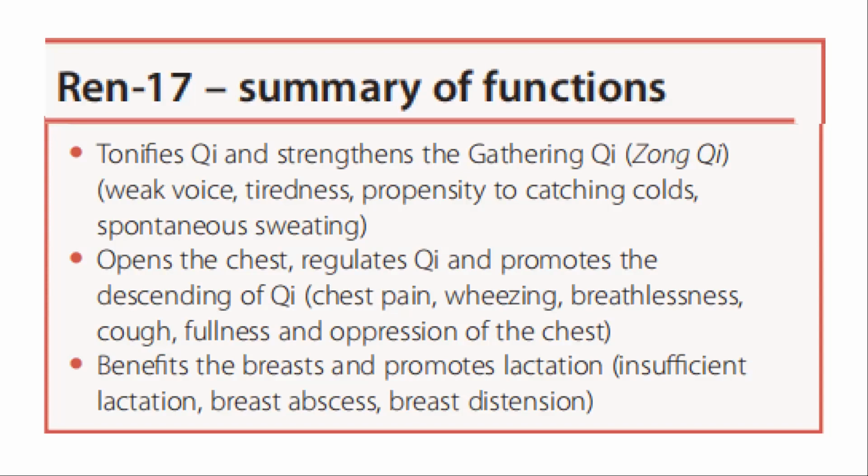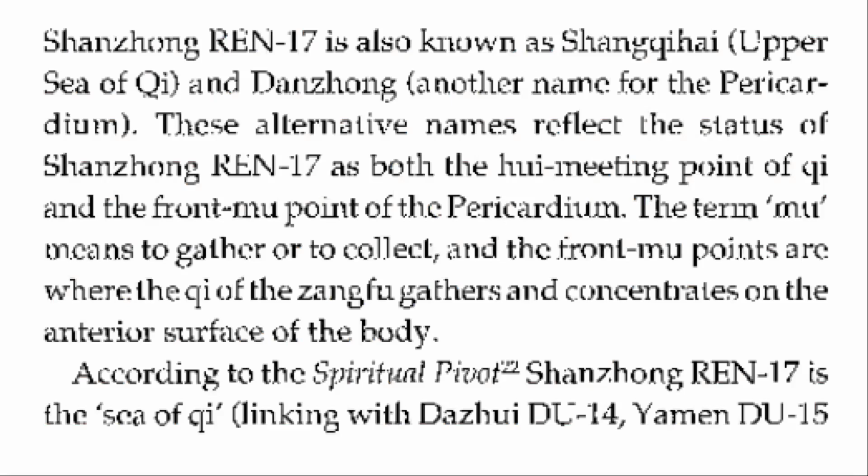It also benefits the breast and promotes lactation, that is for insufficient lactation, breast abscess, and breast distension. Ren 17 is also known as the upper sea of qi, and another name for the pericardium. These alternative names reflect the status of Ren 17 as both the meeting point of qi and the front mu point of the pericardium. The term mu means to gather or to collect, and the front mu points are where the qi of the zang fu gathers and concentrates on the anterior surface of the body.